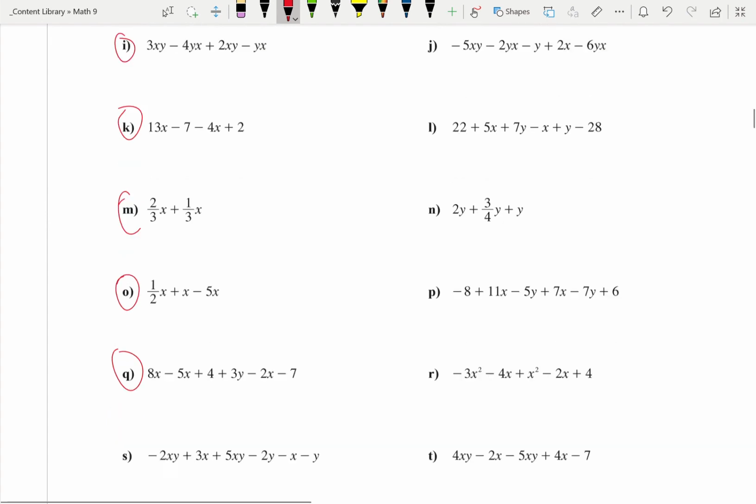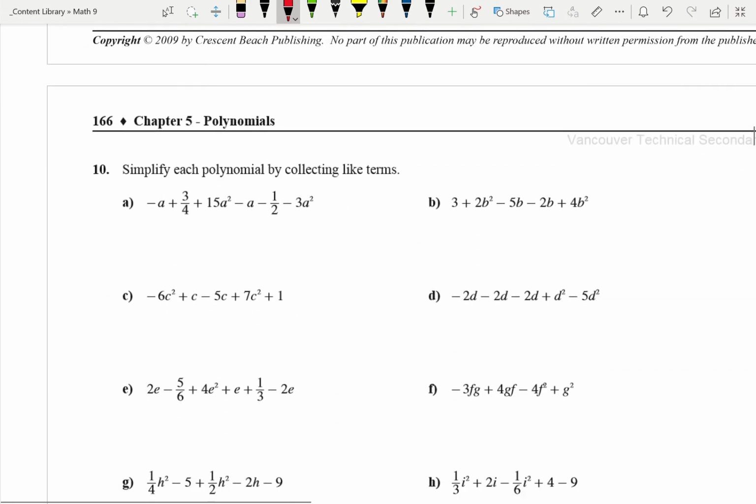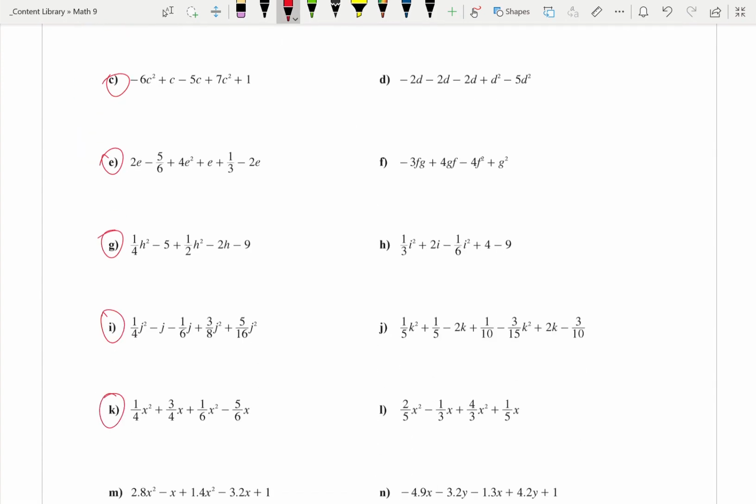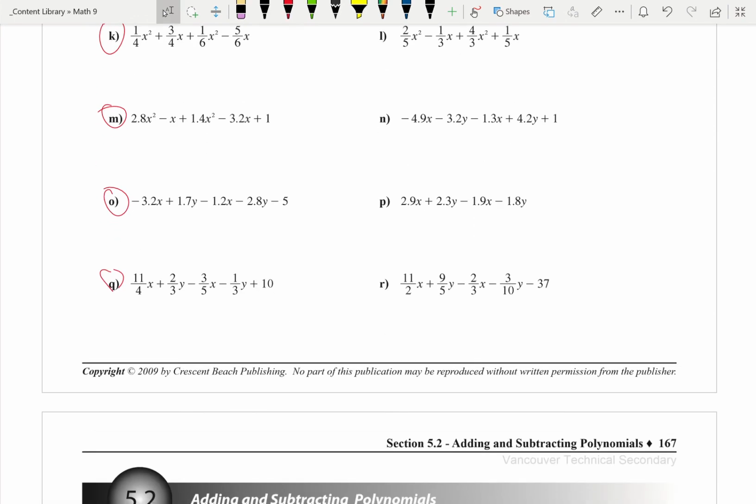9 we're going to skip, and then 10 is kind of the culmination. So simplify each polynomial by collecting like terms. So these are the more challenging ones. So take your time, give these a go. The next video will be covering 5.2, where we actually learn how to do stuff with polynomials. And this is going to be the bulk of where our assignments and quizzes and tests are. So we're going to only spend a little bit of time on the first chunk of identifying, because we're going to be using all of this stuff continuously when we solve harder and harder things.